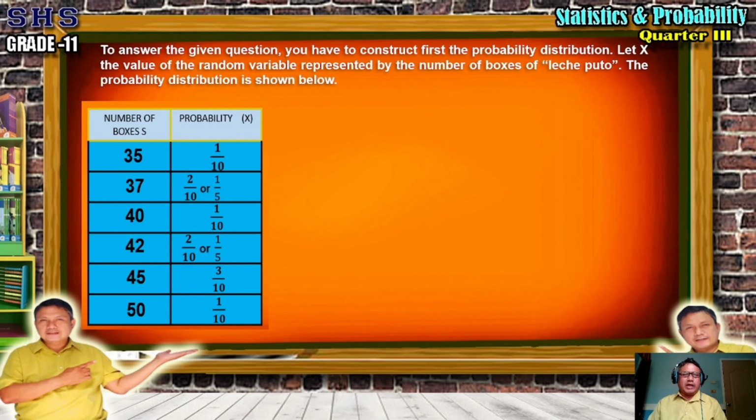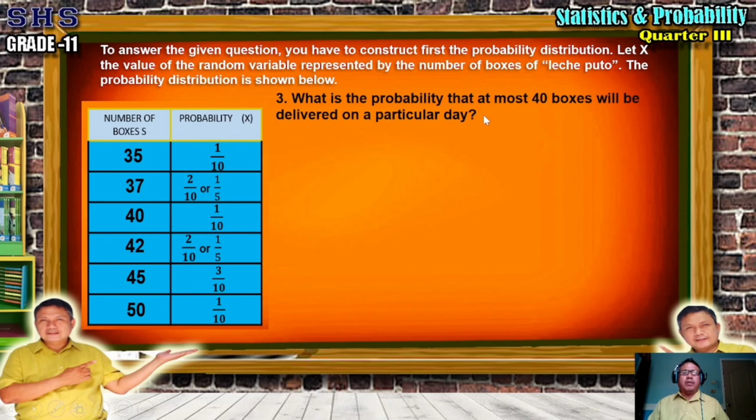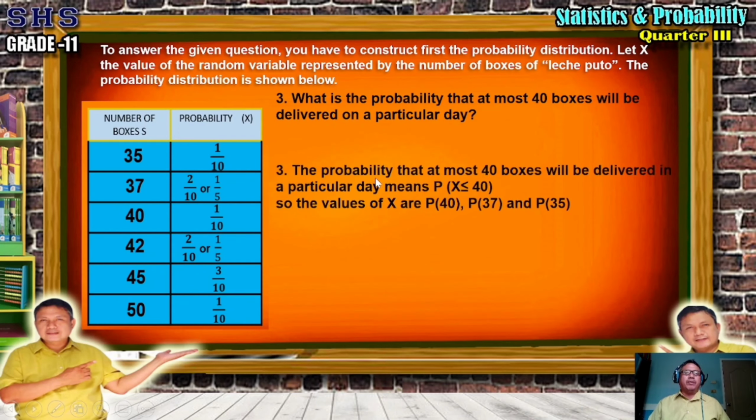So, ulitin ko po, 5 po yung ating sasagutan. Sasagutan po natin yung 5 gamit yung iisang table na ito. Okay, number 3. What is the probability that at most 40 boxes will be delivered on a particular day? Okay, so alin naman daw ang kasama at most? So, ang ibig sabihin niyan, in symbol, we have the probability of X is less than or equal to 40.